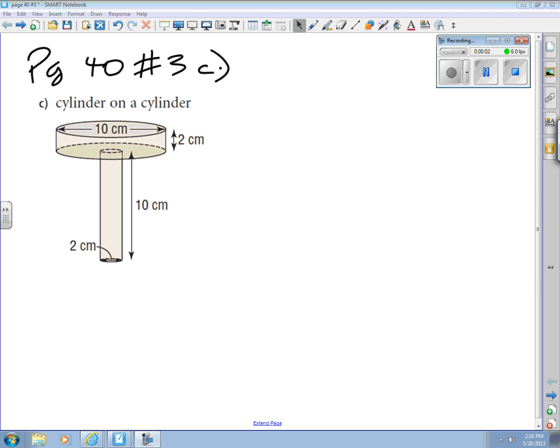This is page 40, number 3C. We're trying to find the surface area of a cylinder on top of a cylinder. This is the entire question. It doesn't say anything about this being a real object in the real world, so we'll assume that the bottom counts. So we're assuming that surface area counts.